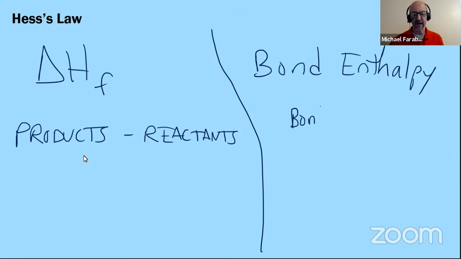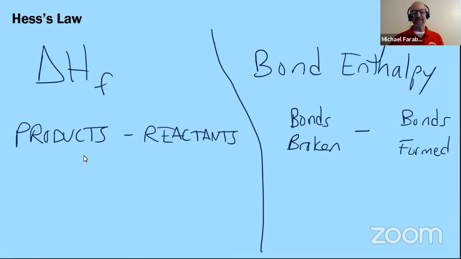It's going to be bond energy. So you have the bonds broken, which is a positive number, minus the bonds formed. So a common mistake that students make on the AP exam is they confuse these two equations. So make sure you are clear in your mind about what you're doing with the data.